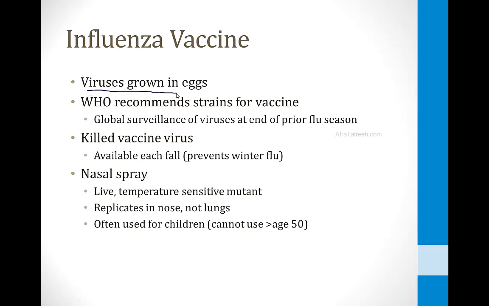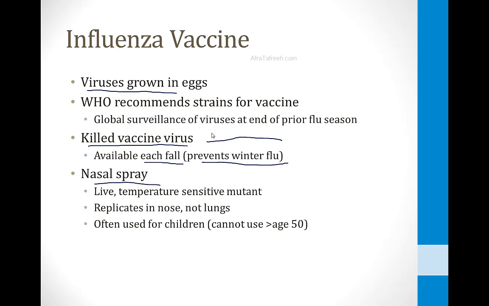It's grown in eggs. Each year, the World Health Organization recommends which strains should be grown in culture. They monitor the types of viruses causing infection and try to predict the strains that will cause infection in a given set of winter months. The virus is grown in eggs and then it is killed, and it's available each fall to try and prevent the winter flu. There is also a nasal spray version.